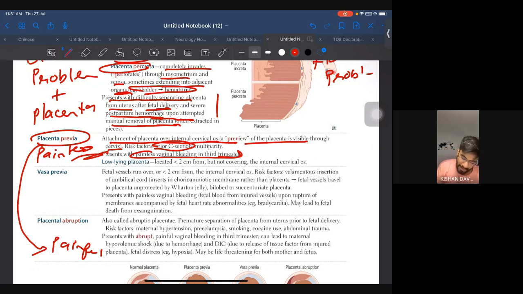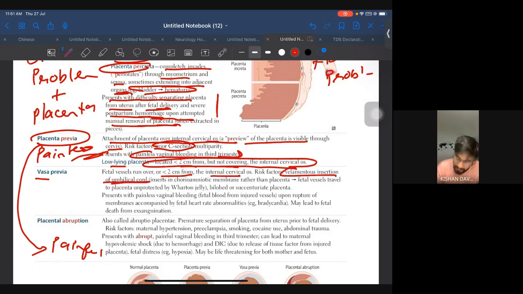Okay. Low lying placenta is located less than 2 centimeters from but not covering the internal cervical os. Okay, so mostly in the question you will get this, covering the cervical os. Okay. Vasa previa. Fetal vessels run over or less than 2 centimeters from internal cervical os. Risk factors, velamentous insertion of umbilical cord. This they will give you in the question. Velamentous insertion of umbilical cord inserts in chorioamniotic membrane rather than placenta. Fetal vessels travel through placenta unprotected by Wharton jelly, bilobed or succenturiate placenta.